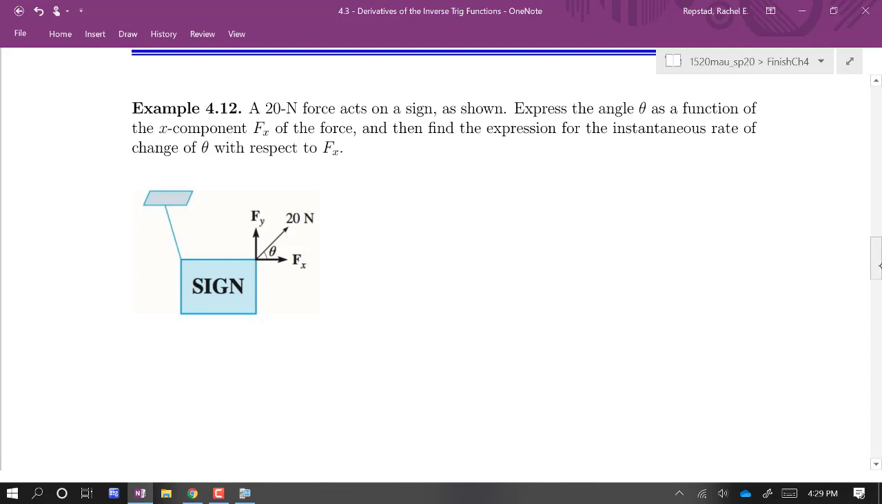Force is also a vector, so it has these components. Now what we know is that the magnitude of the force vector is 20 newtons. That's the length. And we're going to first express the angle theta as a function of F sub x. And then we'll get an expression for the instantaneous rate of change of theta with respect to F sub x. So I'm going to take this figure here and draw it a little bit bigger. We're not really concerned with the y component, so I'm just going to pull out this right triangle that we have here and draw it bigger.